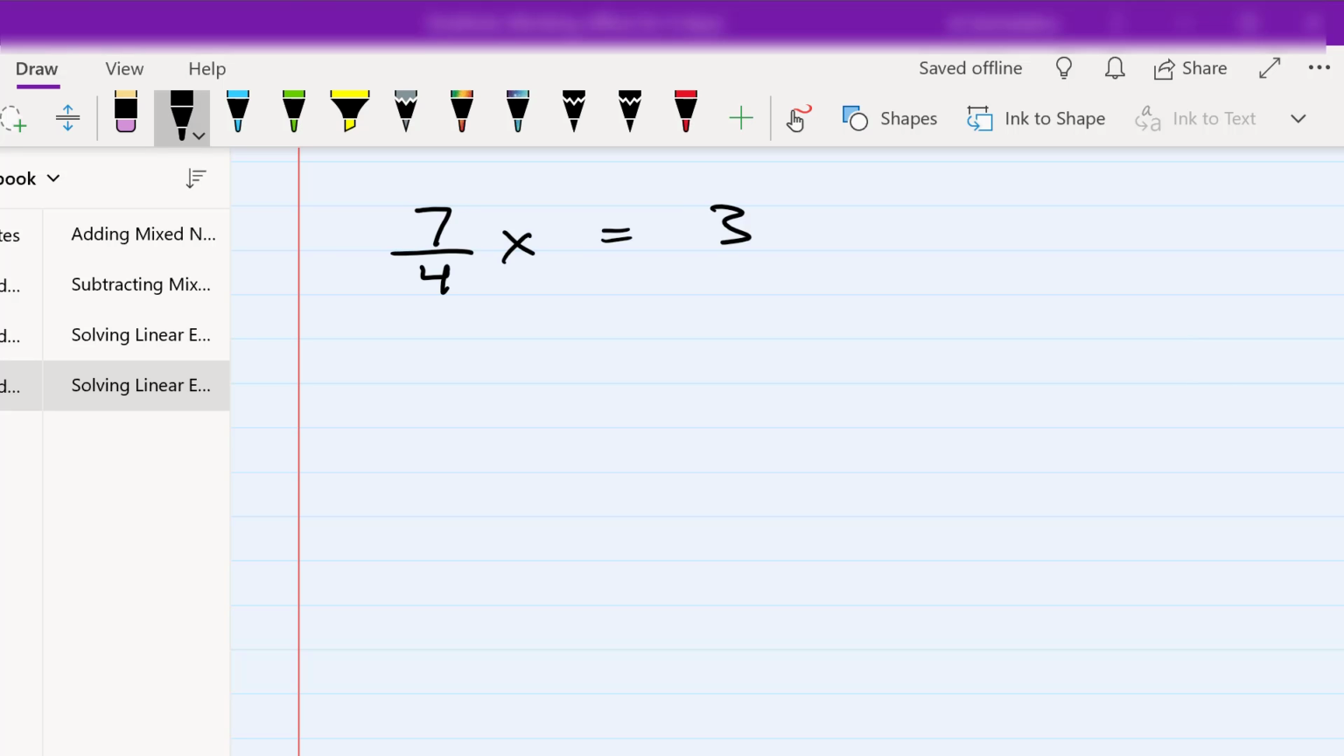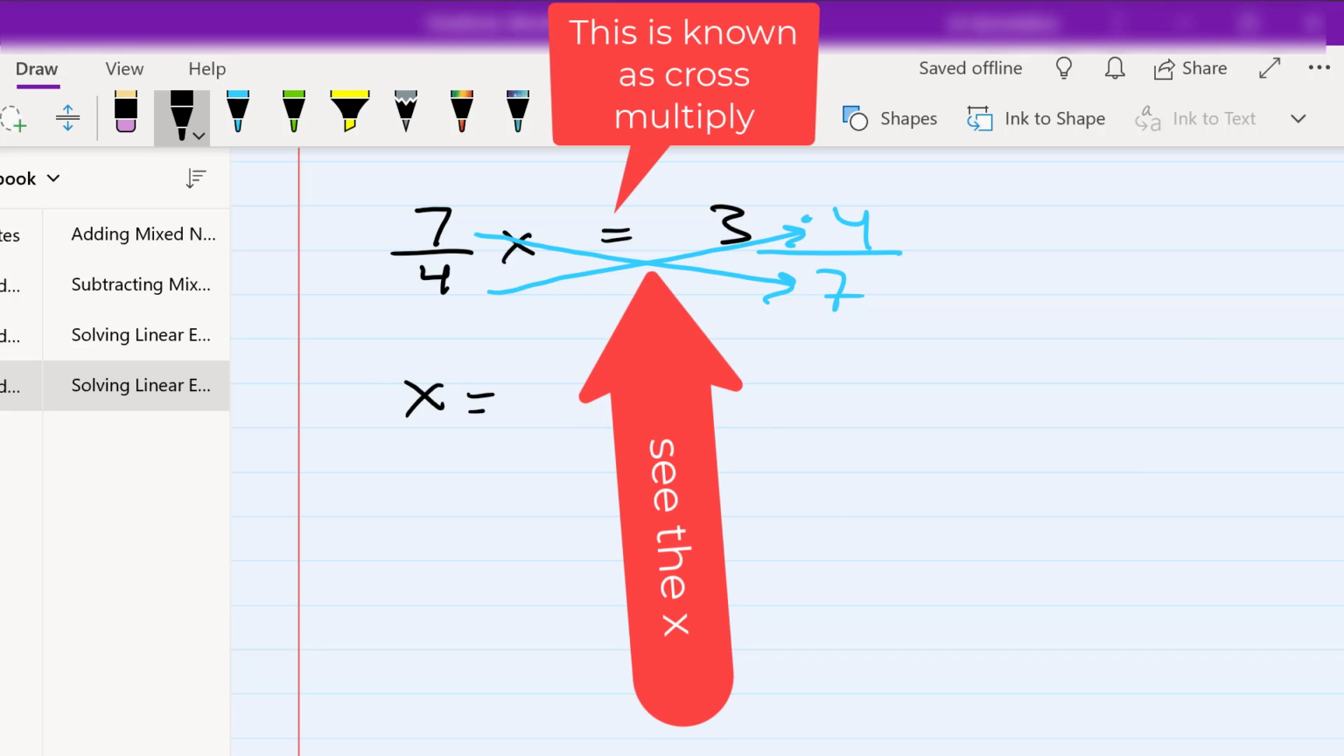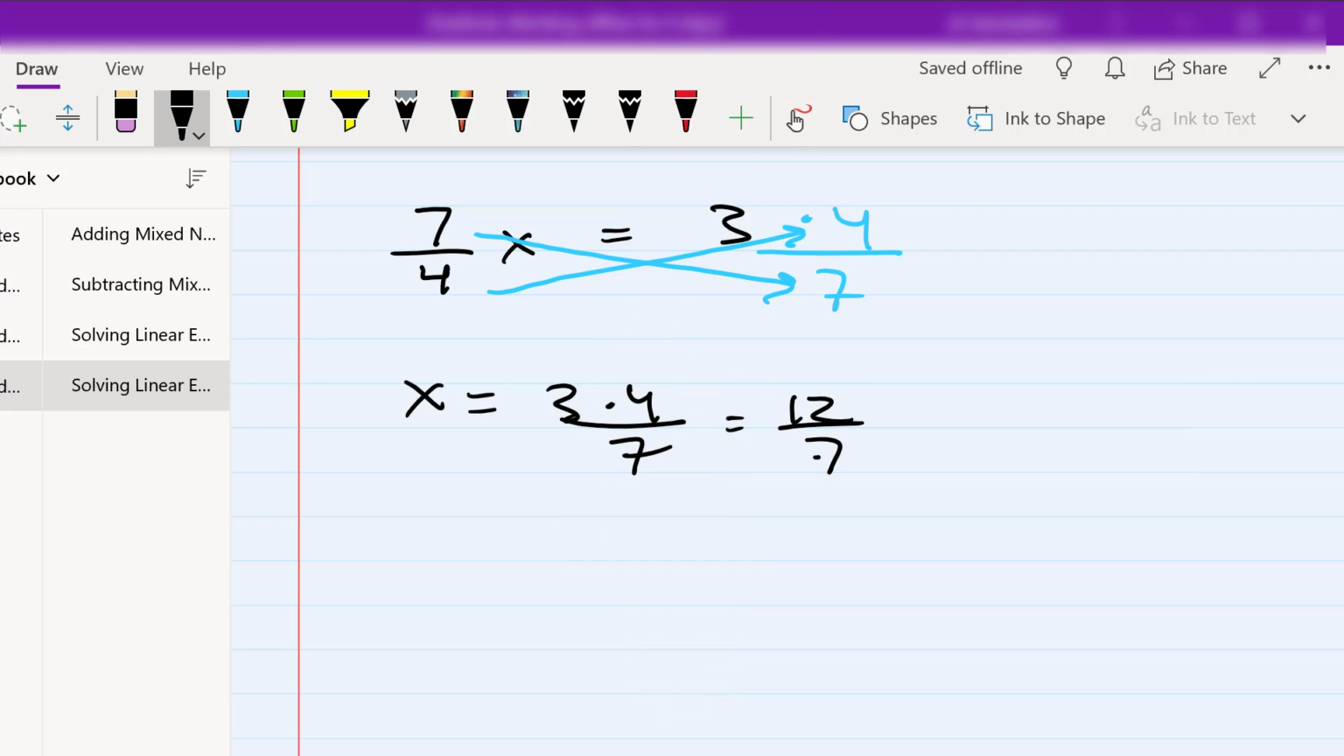Another way of doing this is to cross multiply. We multiply 4 times 3, and then we bring the 7 on the bottom. Then we'll have x equals 3 times 4 over 7, which is 12 over 7, or 1 and 5/7.